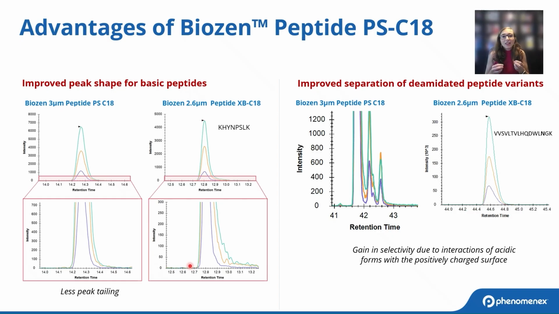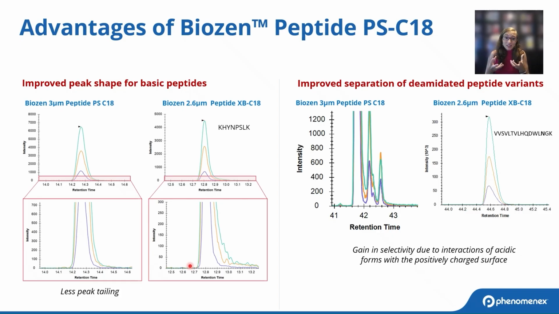Now, the second thing in which a PS-C18 column can make a big difference for you is when you're looking at deamidations. Why? Because these deamidation variants are going to be more acidic than the non-deamidated form. And that means they're going to be somewhat negatively charged, and they can interact differently with the stationary phase.